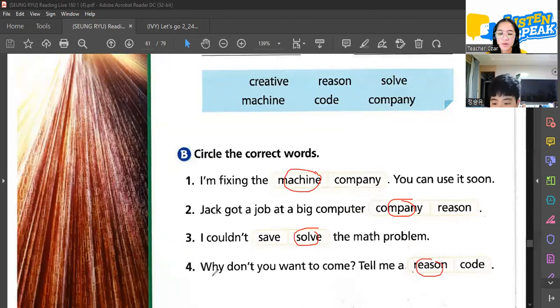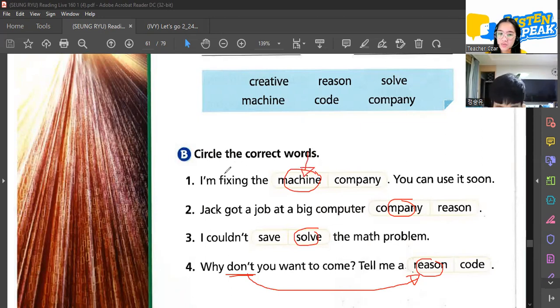Okay, because if you don't want something, for example, you don't like to eat vegetables, it means that you also have a reason if you don't like something. Maybe you don't like the taste. Another example, some students don't like math subject because their reason is that math subject is too hard for them. Okay. So remember, if you don't like something, you should have a reason. Next one, we have the word machine.